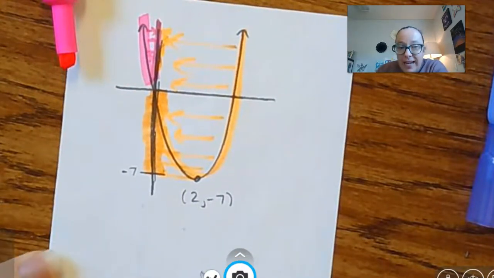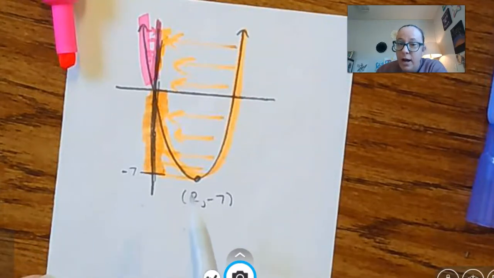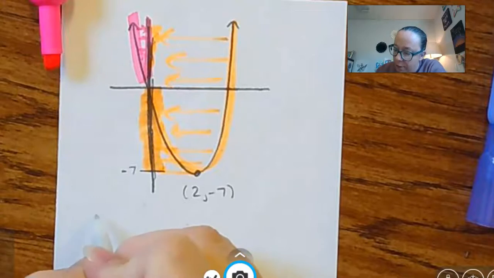So my range, we have to go from bottom to top. Okay, so when we are writing our range, we have to go from bottom to top.